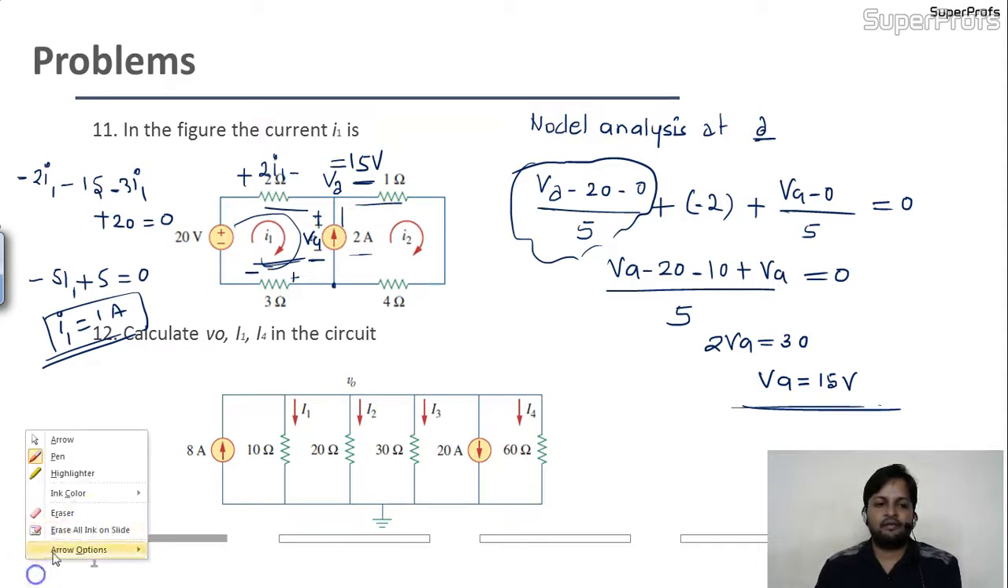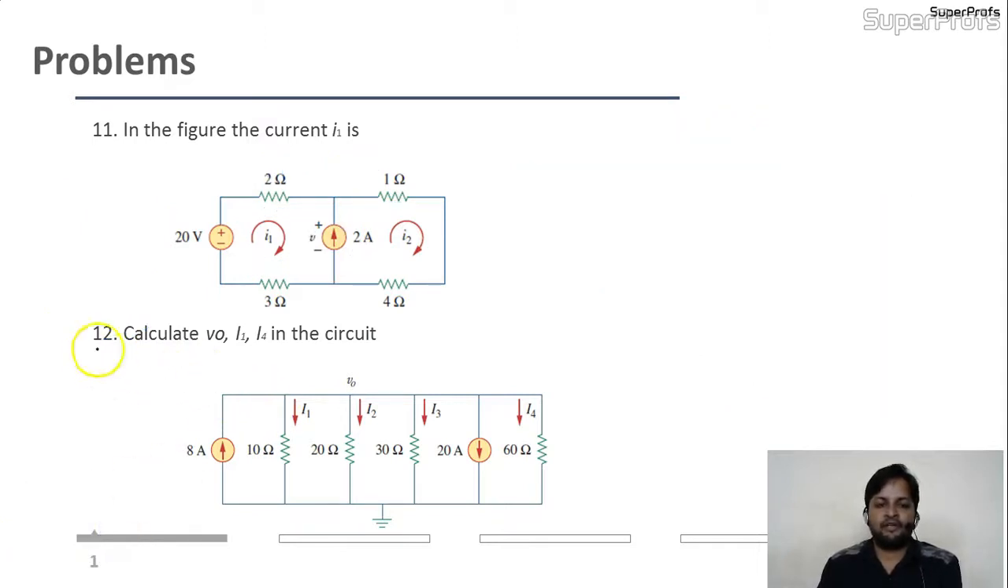See, a very beautiful problem is waiting for you now here. Calculate V0, I1, I4 in the circuit. Where is the V0? Here. Now suppose someone is thinking that you will apply mesh analysis in this circuit. So you are thinking wrong. Why? How many meshes are there in this single circuit? 1, 2, 3, 4, 5. 5 meshes.